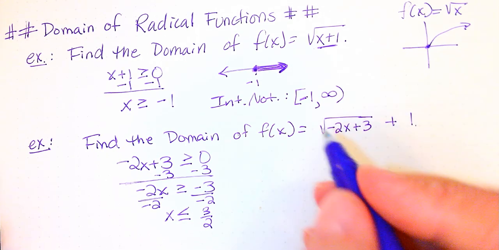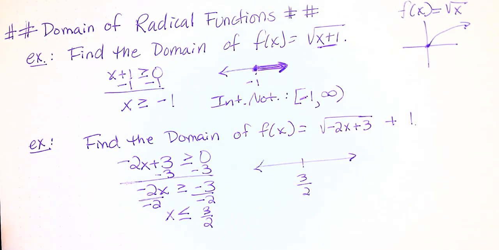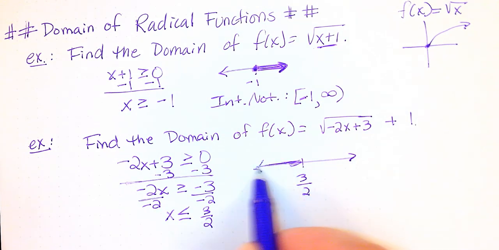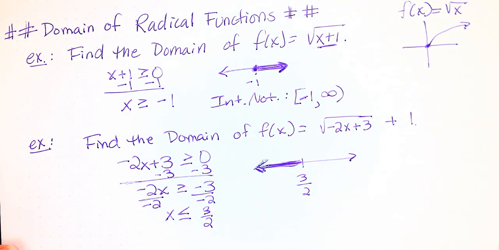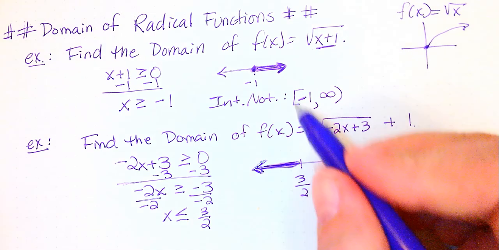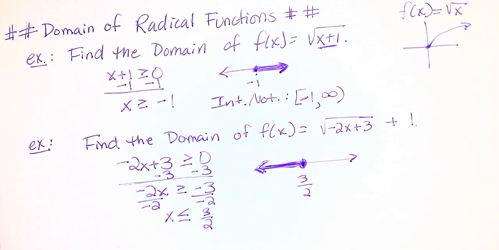Okay, so let's think about this graphically. We have 3/2. And we have this less than or equal to. So which direction would we shade here? We need numbers less than 3/2. So we're shading to the left. And we still have the equal to. And again, this is the format for setting up the radical inequality. So it's going to be the same thing every time. We're going to have a closed circle here, because it can equal that number.